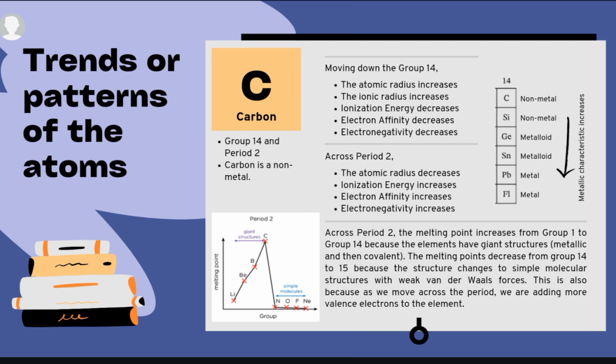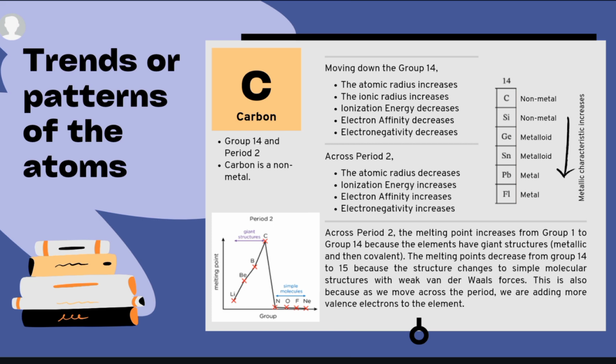We can see that carbon and silicon are nonmetals, germanium and tin are metalloids, and lead and flerovium are metals. While across period 2, the atomic radius decreases, ionization energy increases, electron affinity increases, and electronegativity increases.